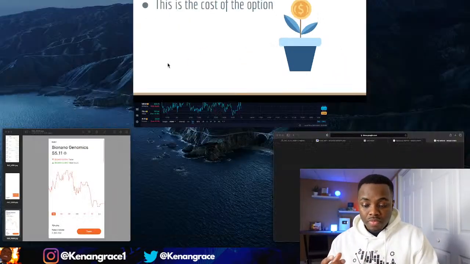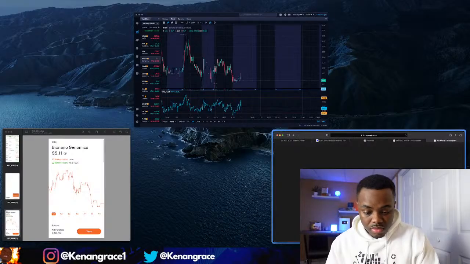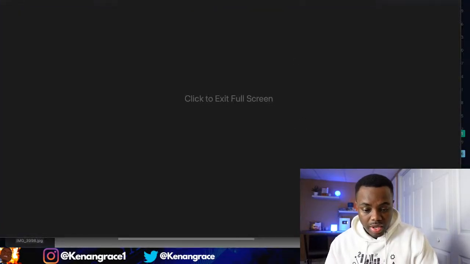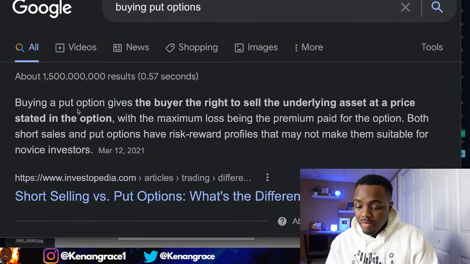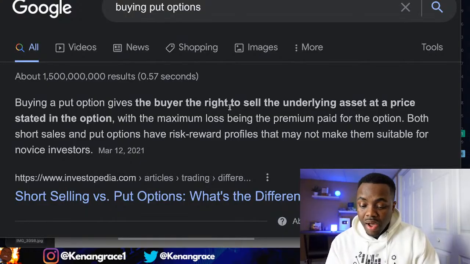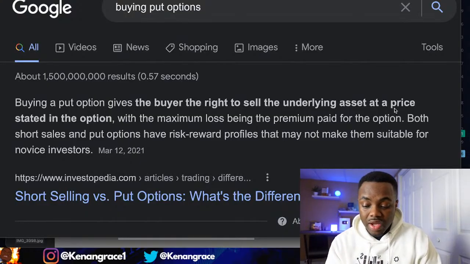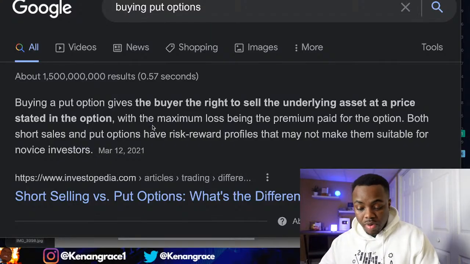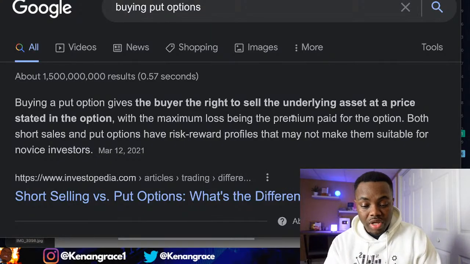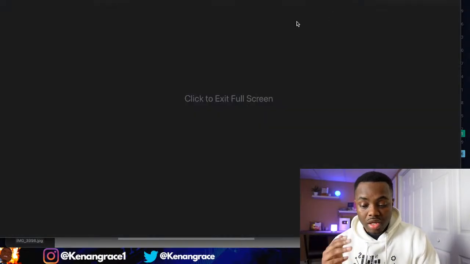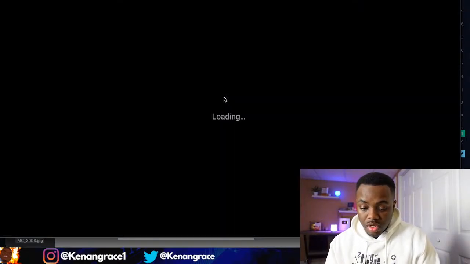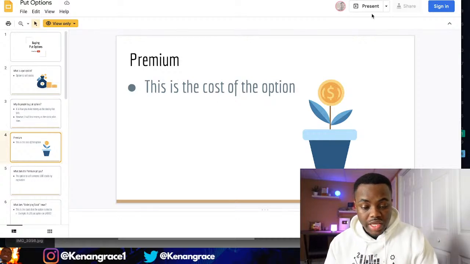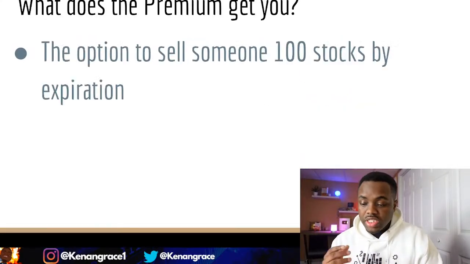And remember, when we talked about it, where was it? Right here. It says buying a put option gives the buyer the right to sell the underlying stock at a price stated, the strike price, with the maximum loss being the premium. So you could lose what you paid, no more than that. Okay, so now we understand premium. This is whatever you pay. So let's keep it going.